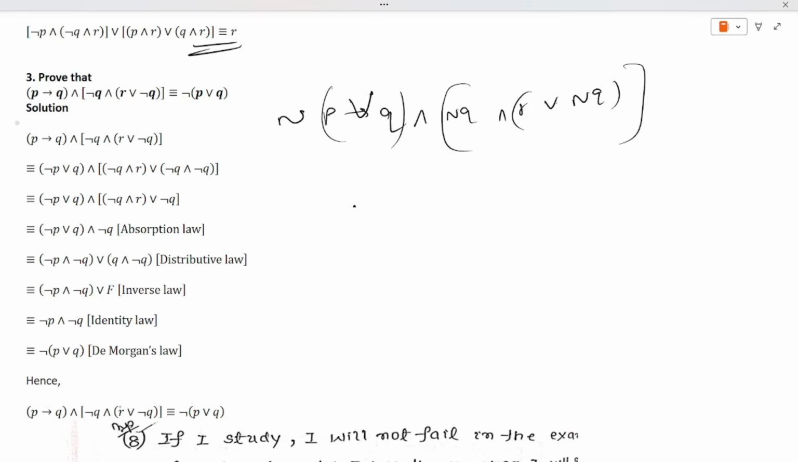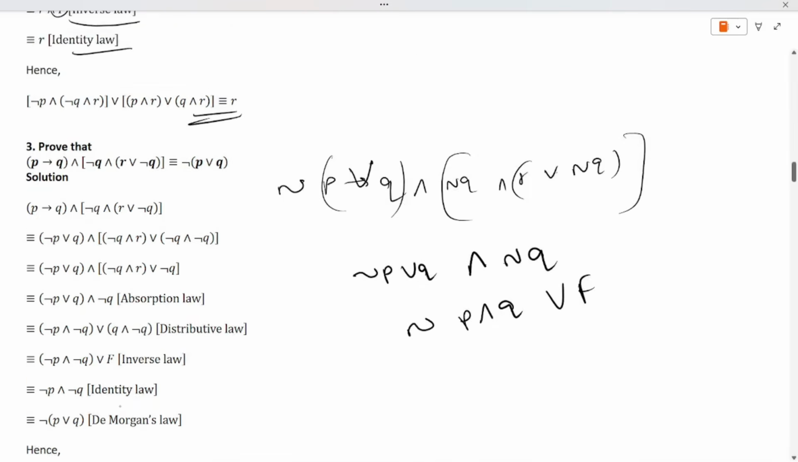And now what you will be getting is negation P or Q, this will be as it is, and negation Q will be there. This and this you can take out common, and R tautology will be that only. Next you will be getting negation, you can take out common, P or Q will be there, and F, that is using the inverse law. You can see here in the previous I have given, right? Where is the inverse law? Yes, it is P or negation P is tautology, and P and negation P is F naught.